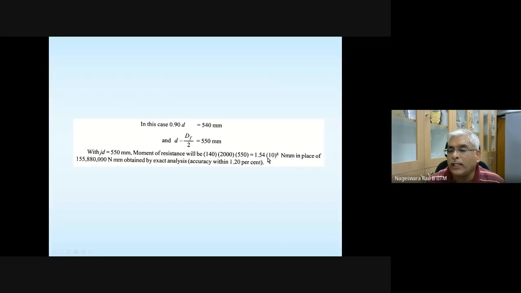And what is that moment value compared to the value you got from exact analysis? That is what is mentioned: an accuracy of 1.2% difference. Okay, so anyway, I'm going to stop here. Any questions? Professor Amlan, you want to add something here?